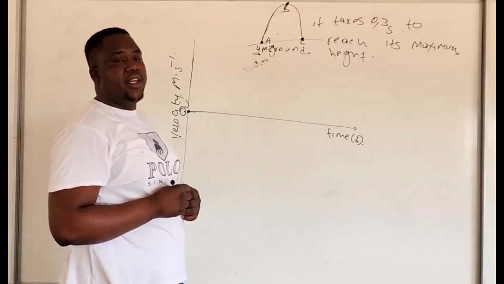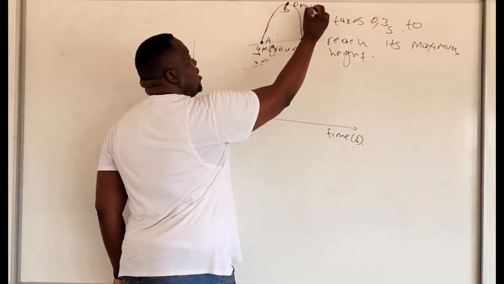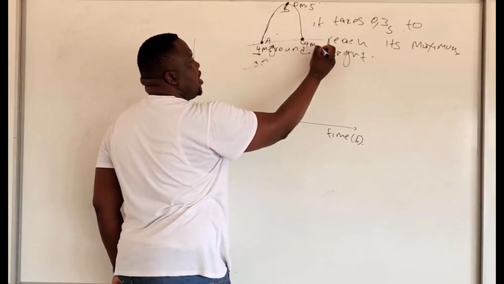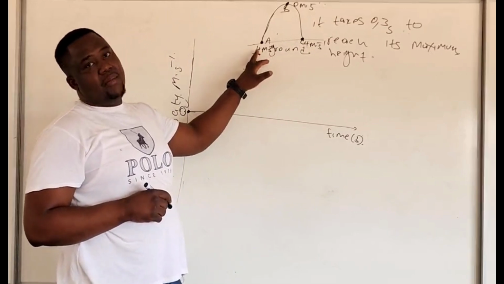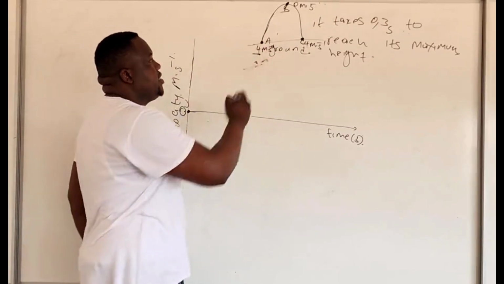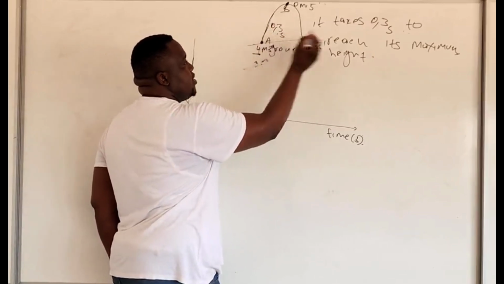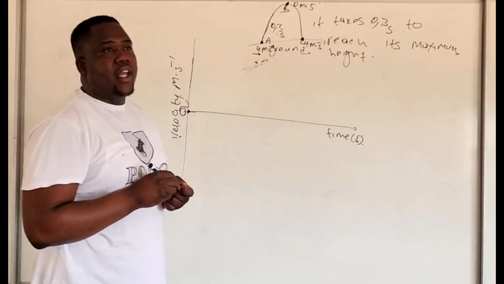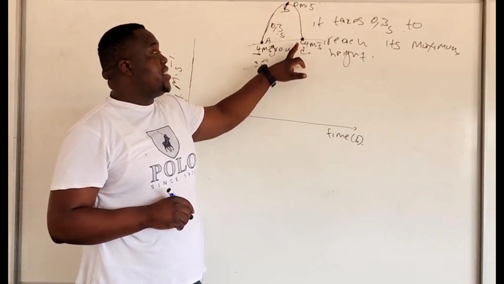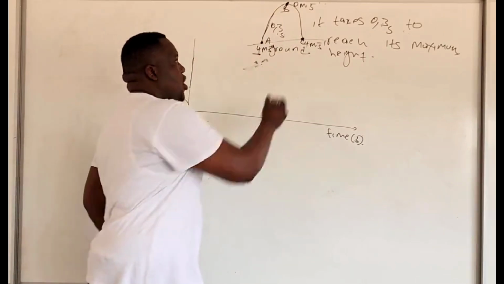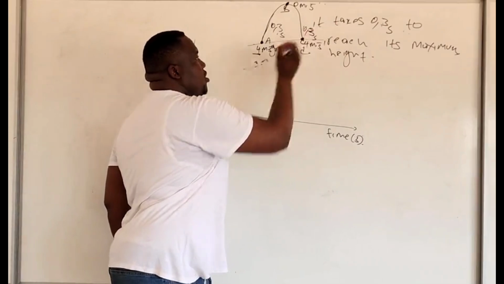Velocity is going to be 0 meters per second. I can label it, I can say this is 0 meters per second at the maximum height. This is 4 meters per second. How do we know? It's because we are told that the ball was projected up at 4 meters per second. Since from point A to point B it took 0.3 seconds, it also means that going down, from B to C, which is the same position, it will also take 0.3 seconds.